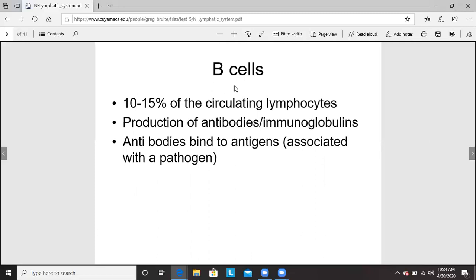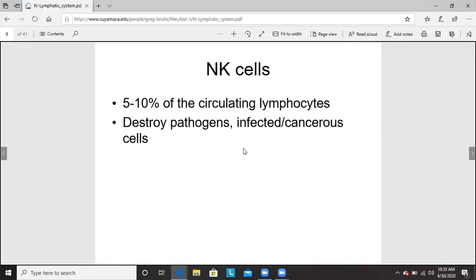B cells: there aren't as many, but like I said, they all look pretty much the same under your light microscope. They're responsible for the production of antibodies, which are immunoglobulins, and the antibodies can bind to antigens and will be specific for certain antigens. We'll go a little bit more into how that works, although we don't go too deeply into it. Like I said, this is anatomy, not physiology or pathology.